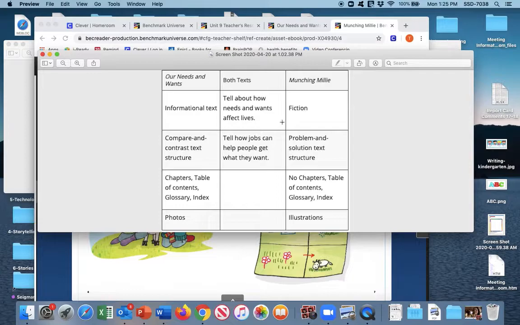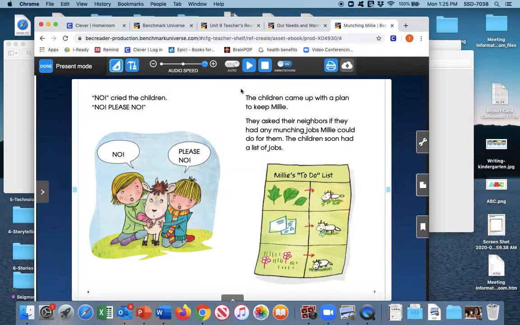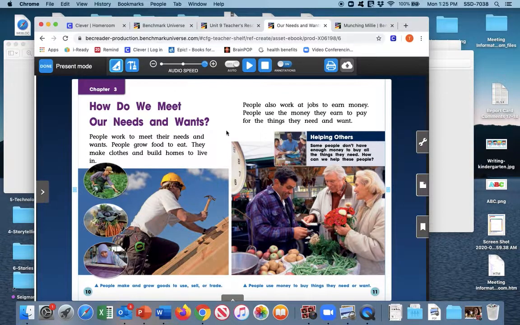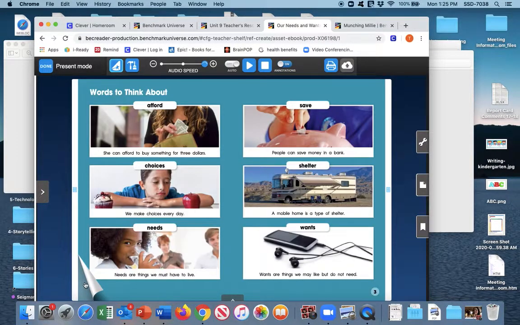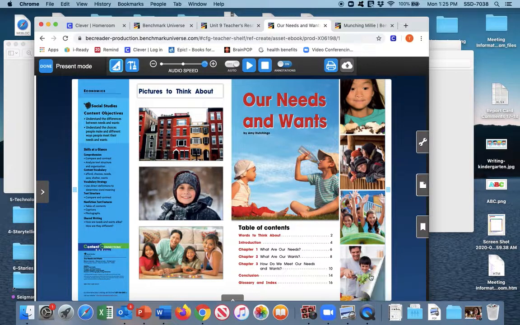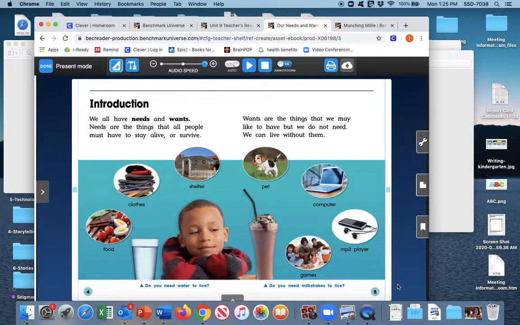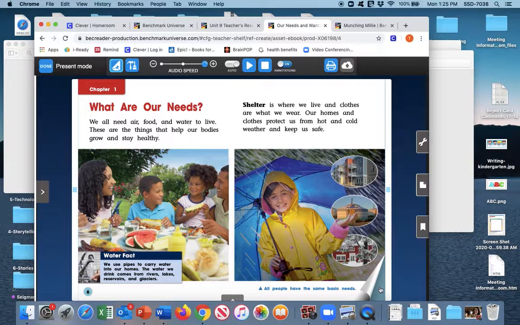So over here on our chart, we have informational text for our needs and wants, and on Munching Millie, we have that it's a fictional story. Now, also we know that because it's an informational text, here we see real photos. At the beginning, we also have a table of contents. And we know that this story is broken into chapters, as we see here, chapter 1.